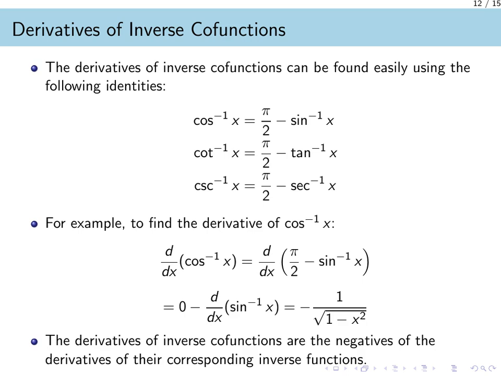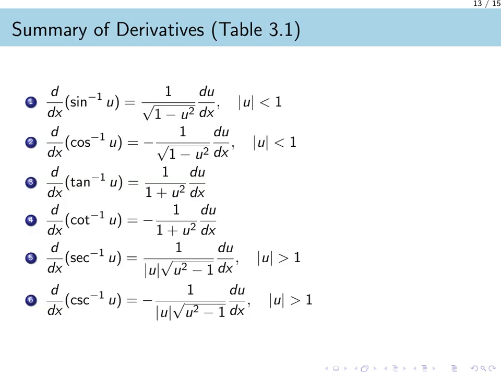We simply take the derivative of the right side of the identity, which is the quantity pi over 2 minus arcsine of x. The derivative of the constant pi over 2 is 0, so the result is just the negative of the derivative of arcsine of x. This gives us negative 1 over the square root of the quantity 1 minus x squared. The key takeaway is that the derivatives of the inverse cofunctions are simply the negatives of the derivatives of their corresponding inverse functions. Here is a complete summary of the derivatives for all 6 inverse trigonometric functions.